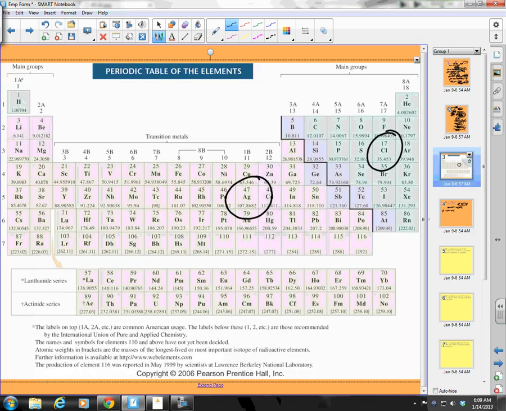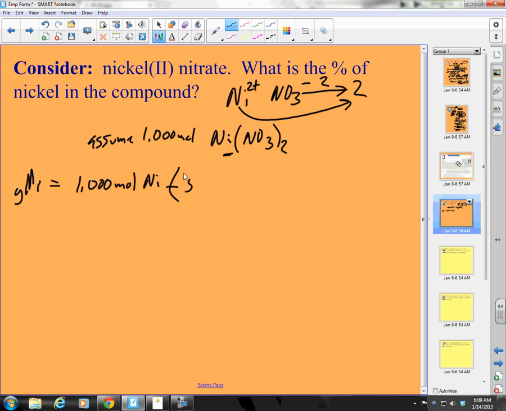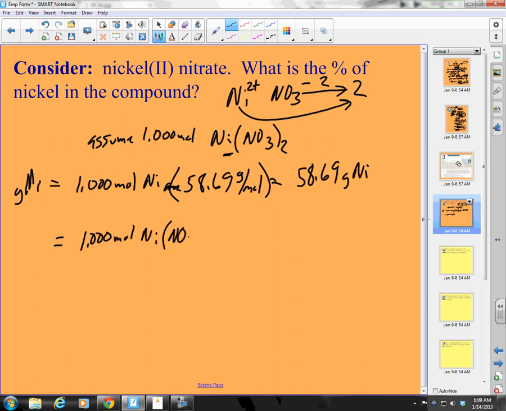The molar mass of nickel. Right there. 58.69. That's not a negative. 58.69 grams per mole of nickel. And so I would have 58.69 grams of nickel. I assumed I have 1 mole of my nickel 2 nitrate. So I have 1.000 mole of nickel 2 nitrate.